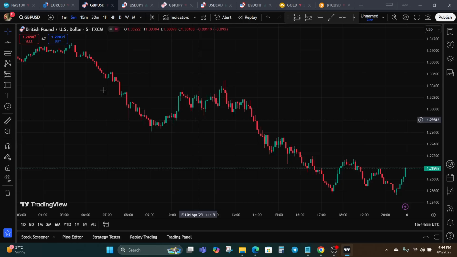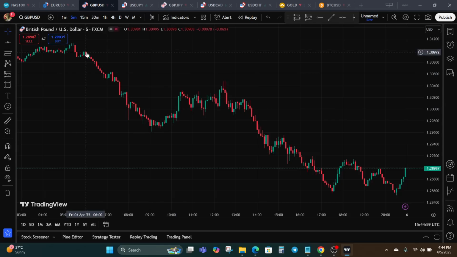Now, the reason we use the 5-minute time frame is that it allows traders to make quick decisions. It is perfect for scalping and day trading, where you want to capitalize on smaller price movements without holding trades for too long.